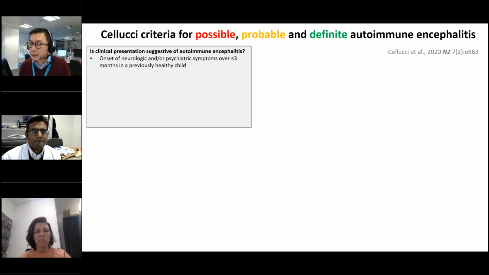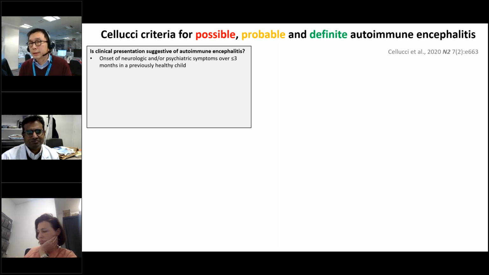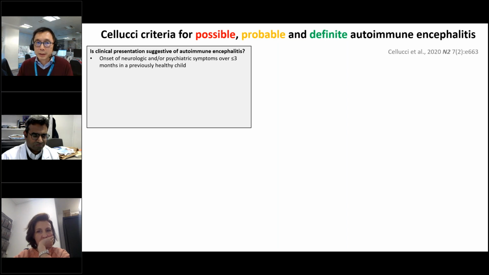So this is the criteria that Kevin alluded to, the Childhood criteria. Slightly different to the Graus criteria in that the Graus criteria still tried to define it by antibody, whereas the Childhood criteria takes an agnostic approach for you to be able to make the diagnosis of possible, i.e. to initiate treatment, because speed is important, and I'll allude to that a little bit later, probable, and then definite. Definite is essentially when you find the antibody.